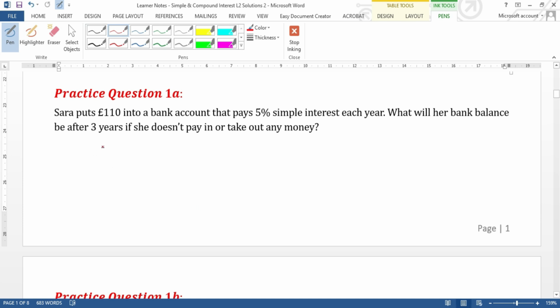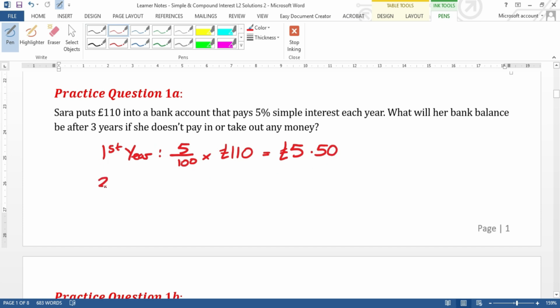Okay, so let's do the first year. So you need 5% of £110. Okay, so let's do that on the calculator. 5% of 110. That gives you 5.5 on the calculator. So obviously in pounds, that's going to be £5.50. So we have to put the 0 in ourselves.